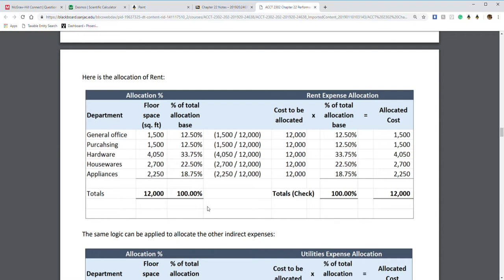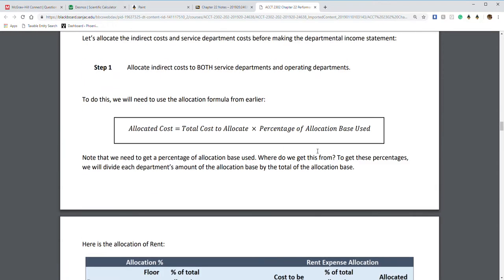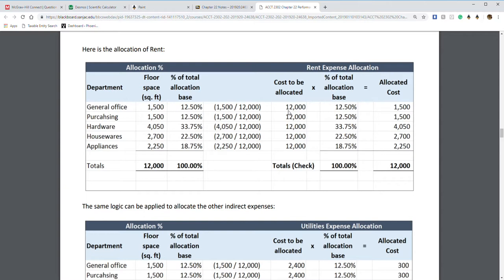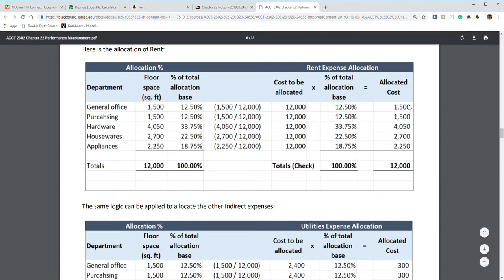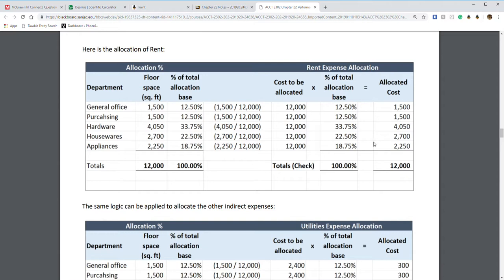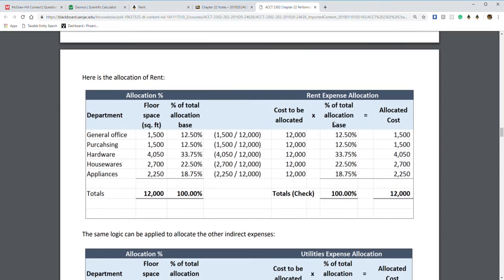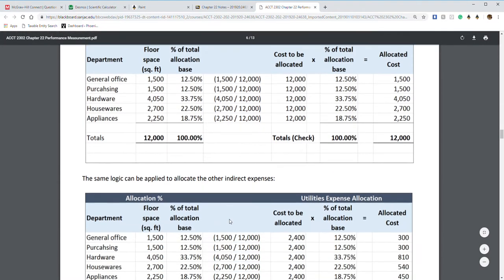So that's cool. Once we have this, here's our formula. That formula right here. So take your cost, which just happens to be 12,000 also. So it made life easy for us, but times it by our allocation base and when you times them, it will come out to the allocated cost. I would always double check and add these back together and see if it comes out exactly like your cost to be allocated. Okay? So that one made it a little bit easy, but don't think that all costs are going to be the same as the square feet. No.